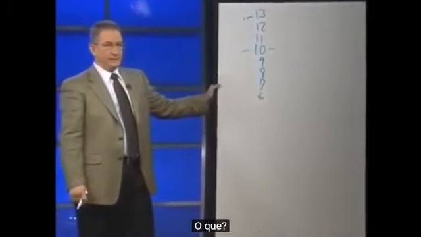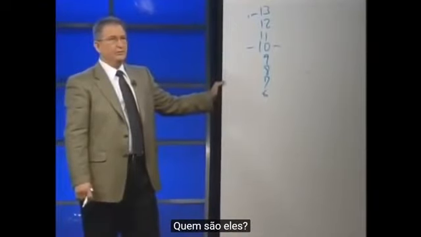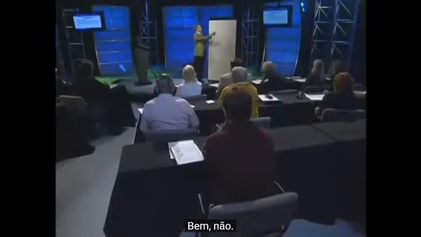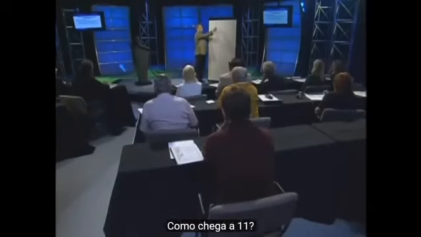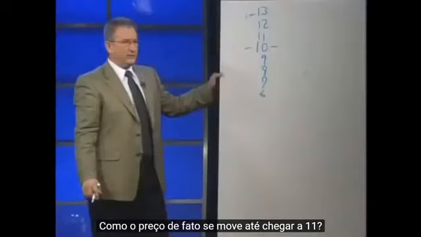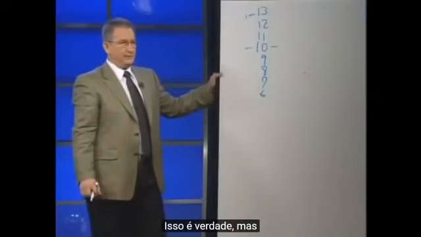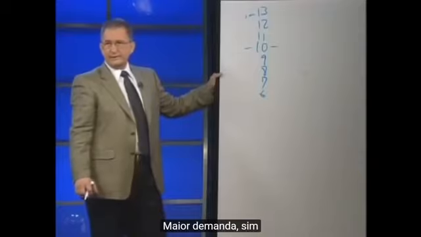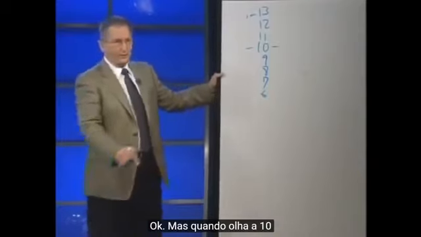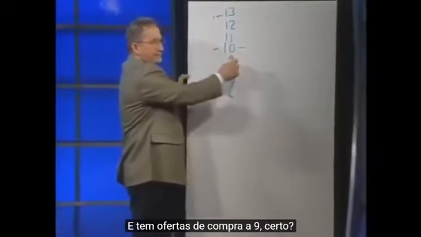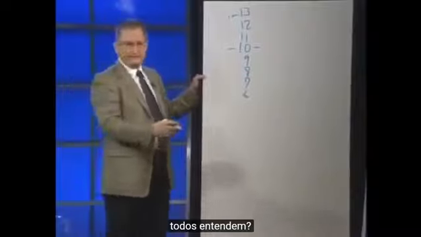They asked 12. Who's they? The market maker. The market maker asked 12, okay? Well, it's at 10. How does it get to 11? How does the price actually move to 11? More buyers. Well, more buyers, that's true. Demand, okay. But when you look at 10, what you have is offers at 11 and bids at 9, right? Everybody understands that?